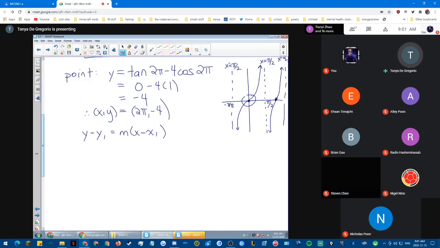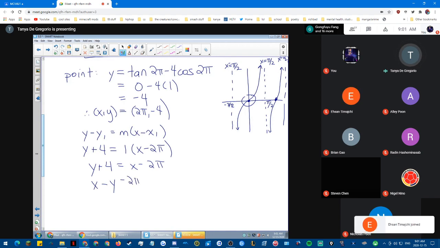Okay, so now y minus y1. So here I have y plus 4 equals, what was the slope? 1? x minus 2 pi. And so I have y plus 4 equals x minus 2 pi. And we want it in standard form. And so it's going to be x minus y minus 2 pi minus 4 equals 0. And it doesn't matter if you write minus 4 minus 2 pi or minus 2 pi minus 4. It doesn't matter.